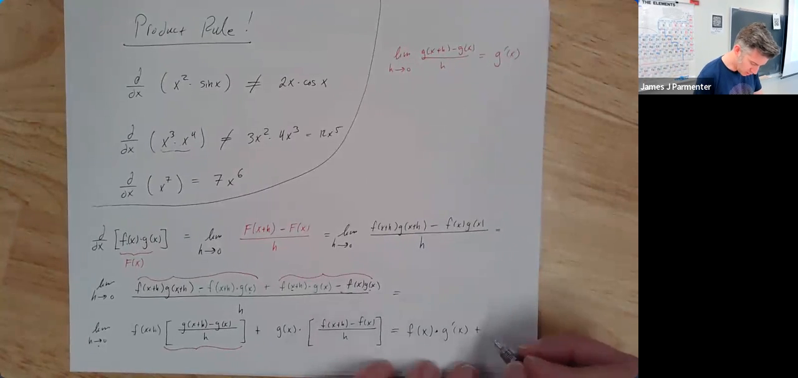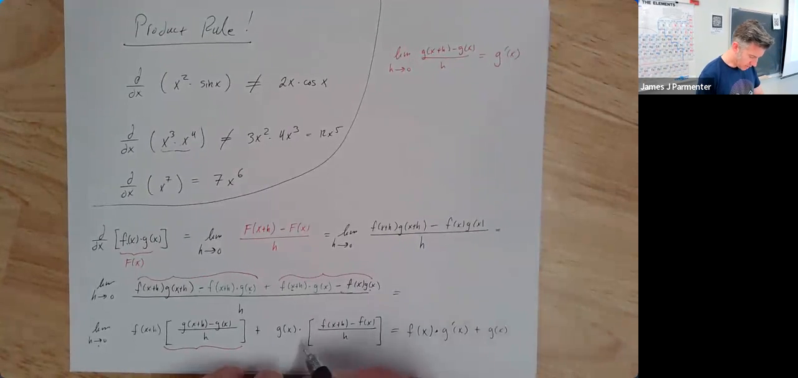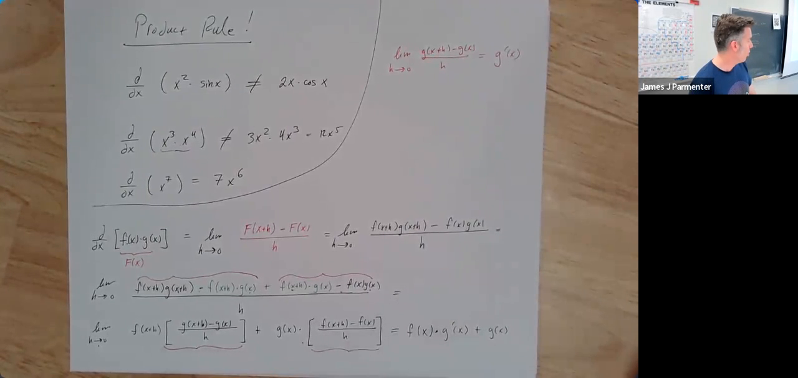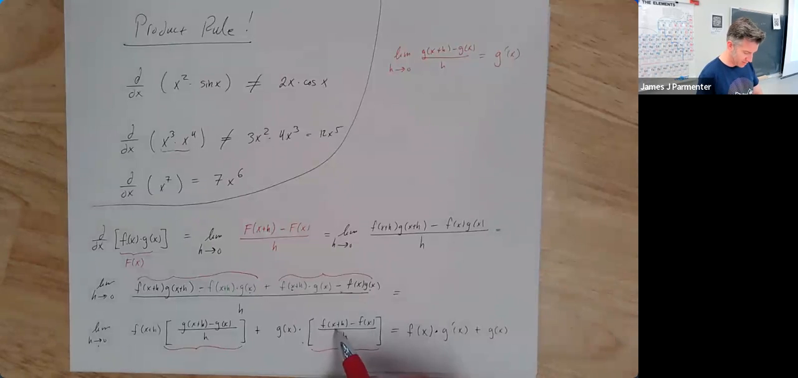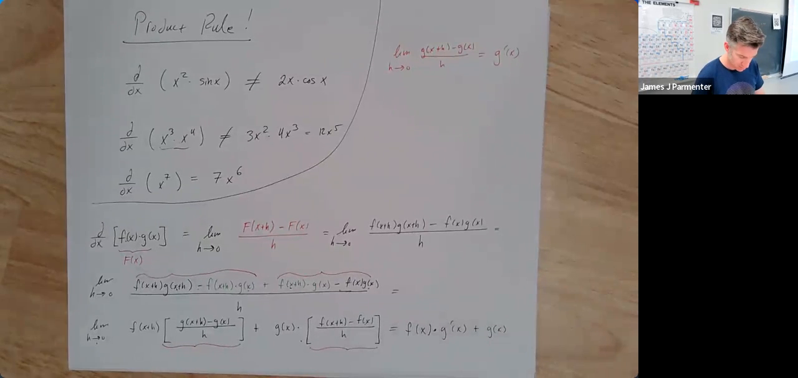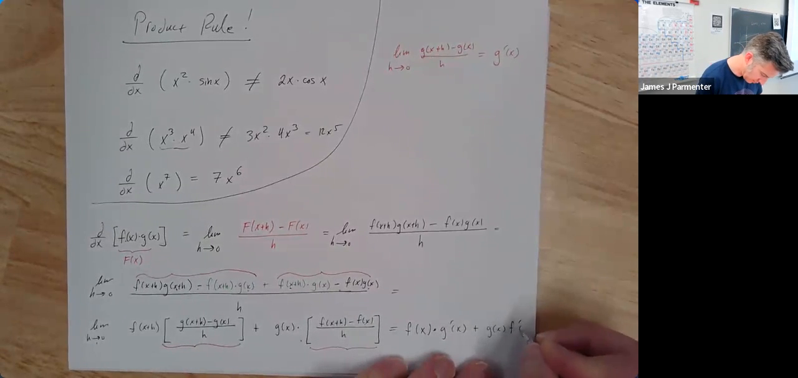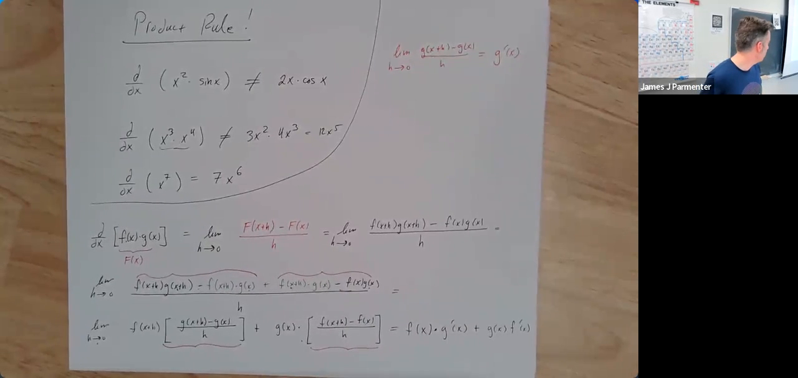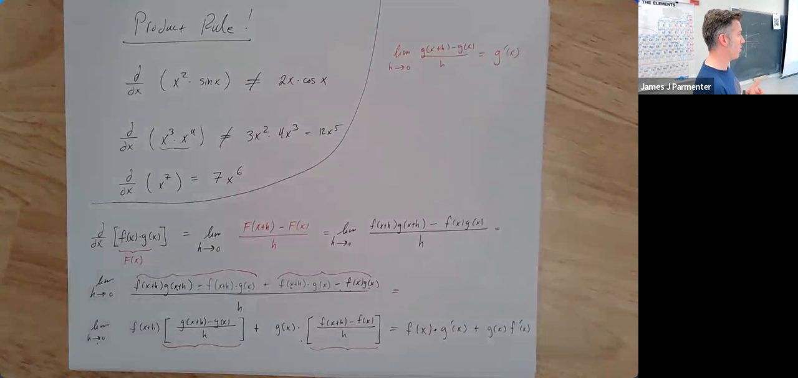plus g of x times, okay, essentially the same question here, everybody. What's the limit as h goes to 0 of f of x plus h minus f of x all over h? F prime of x. And I've probably written this in maybe the opposite order that most people write it in. That's okay. It doesn't really matter because the order of multiplication, the order of addition doesn't actually matter. You can add in any order and multiply in any order and still get the same result.